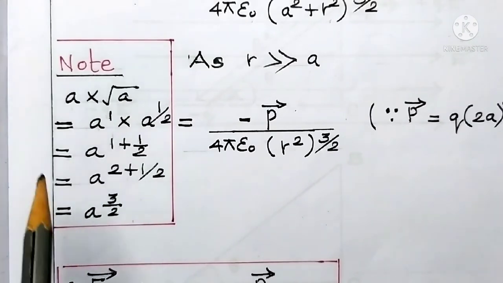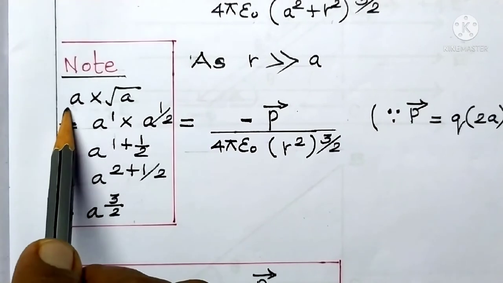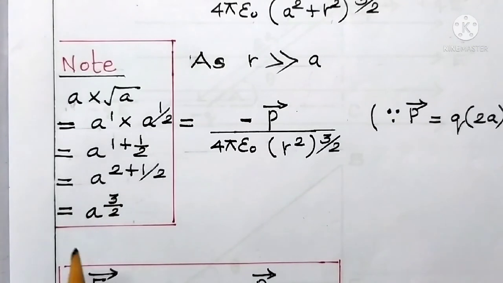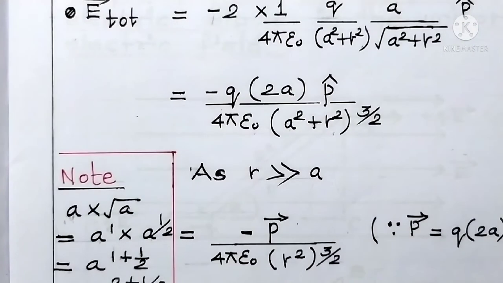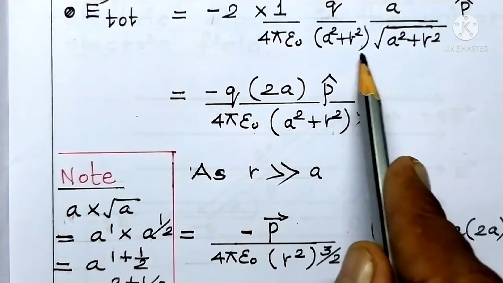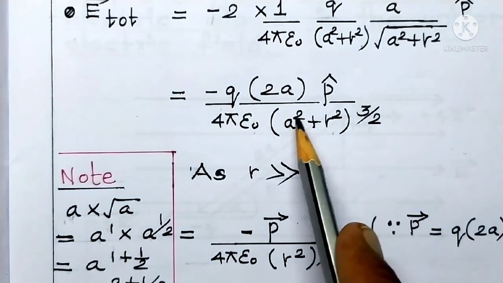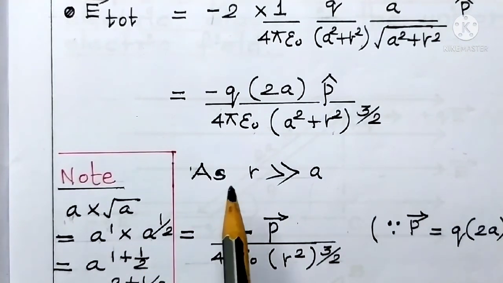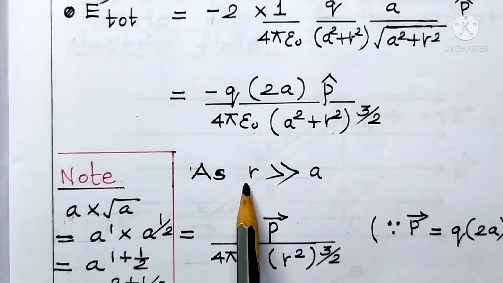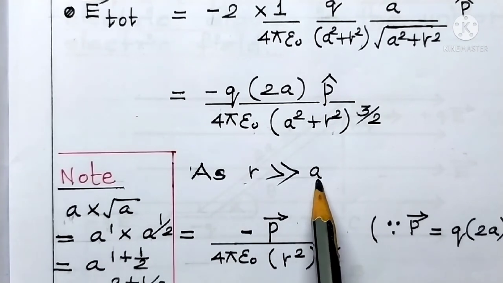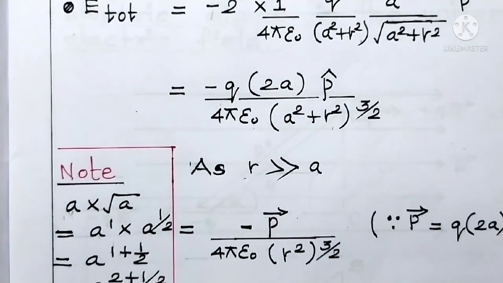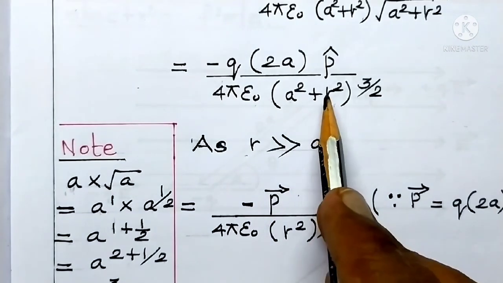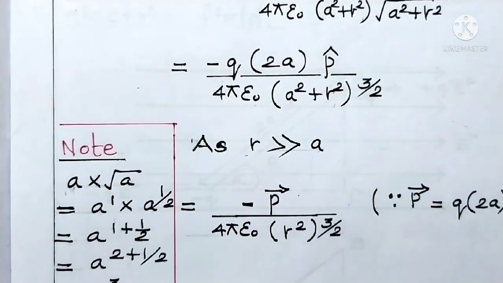3 by 2. So when we multiply a number or a term with its square root, then we will get the term to the power of 3 by 2. That's what has happened over here. So a squared plus r squared into square root of a squared plus r squared will become a squared plus r squared to the power of 3 by 2. Here, in comparison with this r, the distance, this a is very, very small, so we can neglect it. So from this equation, we can drop off this a squared, so we will have only r squared to the power of 3 by 2.